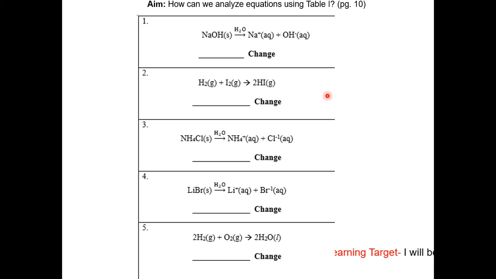For this practice, use Table I to identify if the equation is endothermic or exothermic, then write the energy onto the equation, and then identify if it's a chemical or physical change. I will do the first question as an example. Using Table I, this is an exothermic reaction because delta H is negative. 44.51 will be written on the product side of the equation, and this is a physical change because water is on the arrow. Therefore, the sodium hydroxide is being dissolved, breaking up into ions.